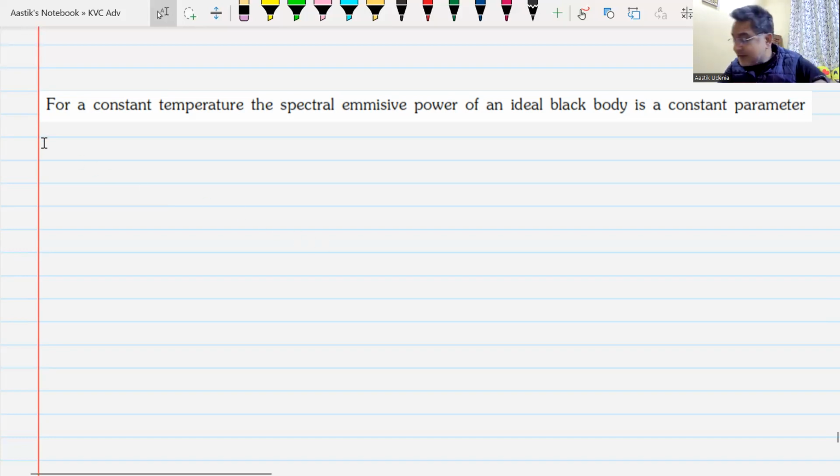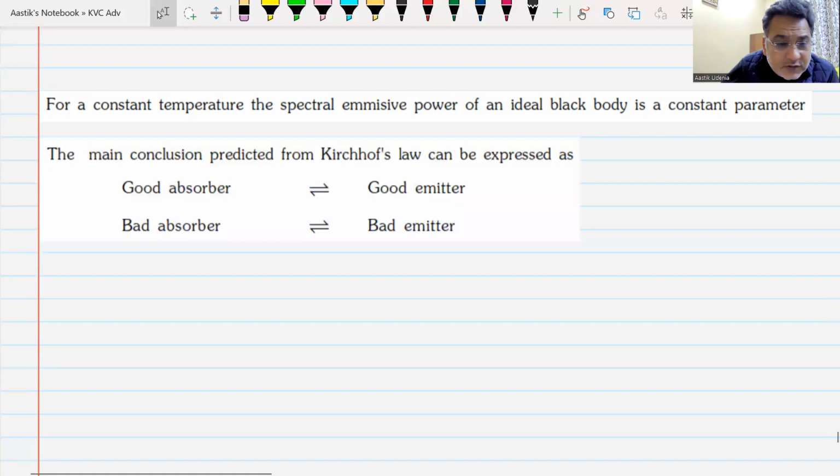Then again, we can say a good absorber will be a good emitter, a bad absorber will be a bad emitter. Yes or no? Yes, sir. Note this down, please.